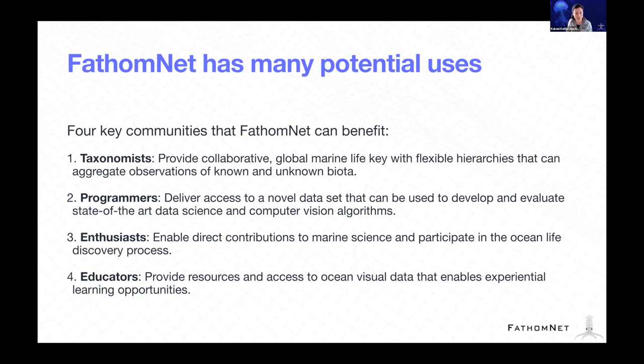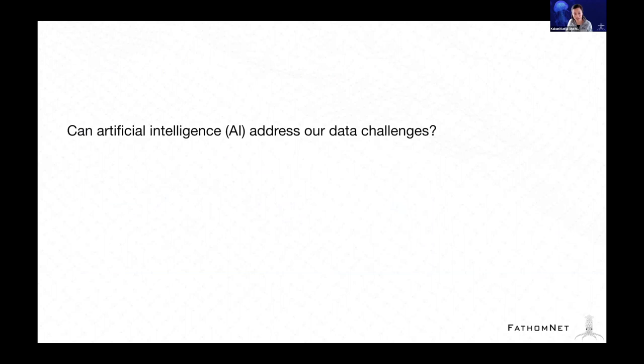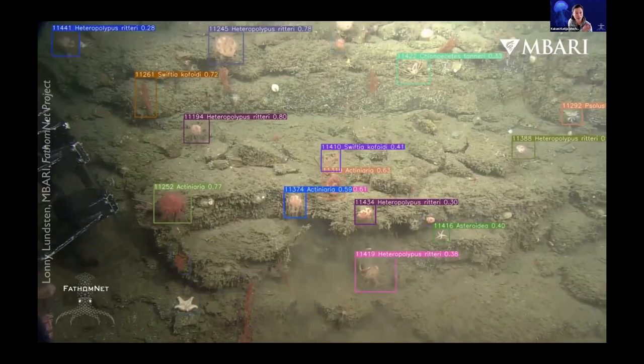Taxonomists also includes marine scientists. But the idea is that we'd love to hear from you also what you think FathomNet can be useful for. And so back to that question, can artificial intelligence address our data challenges? We think with labeled databases like FathomNet, the answer is yes. And I just wanted to share with you a couple highlights.